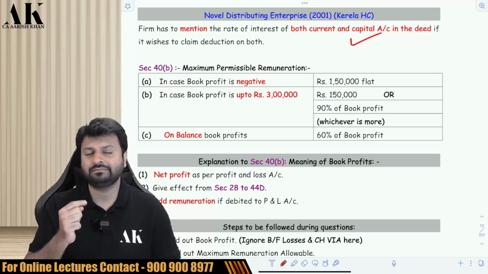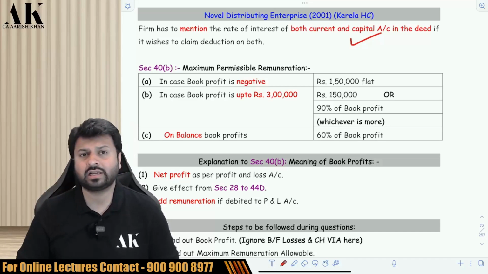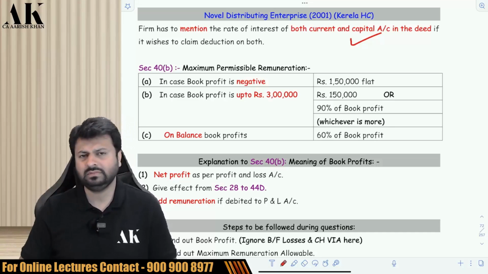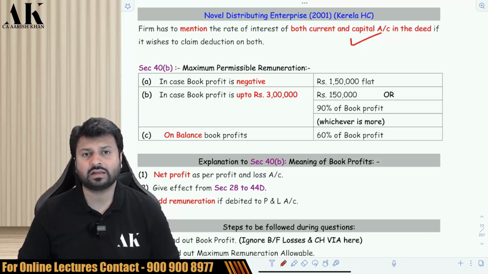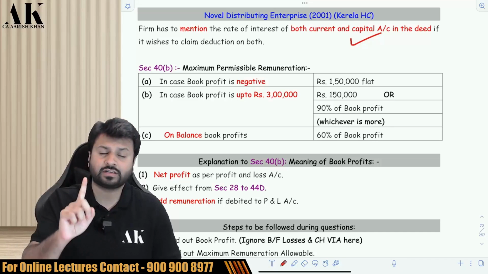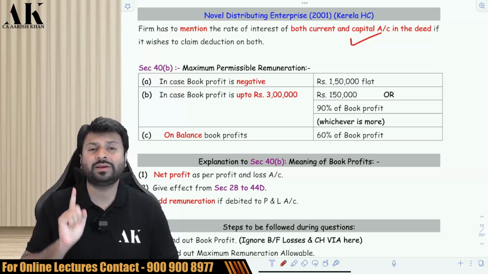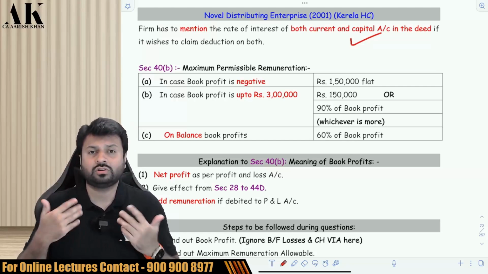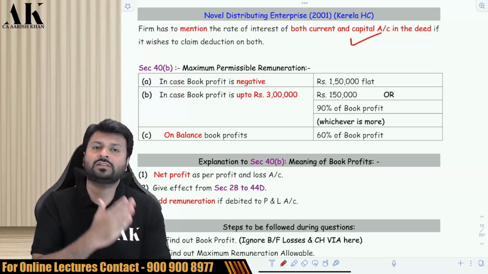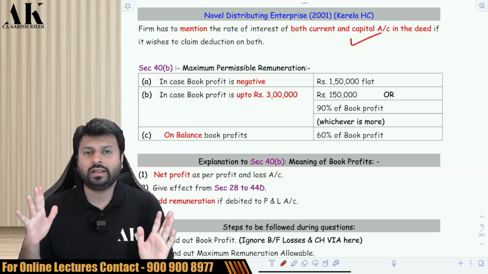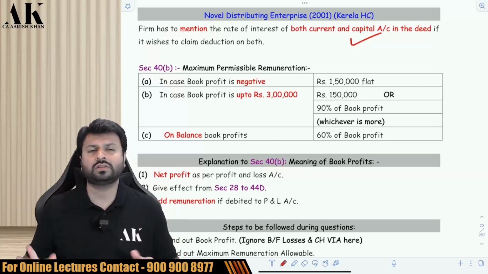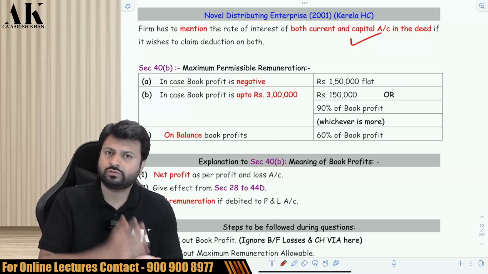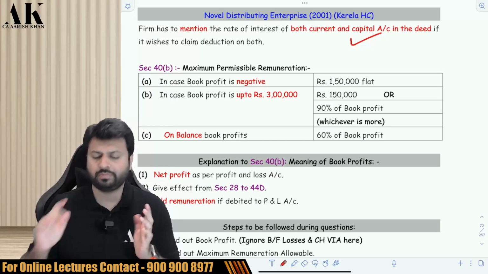Now at the same time, if I pay interest on current account also, will I get the deduction? No. The deed has to mention about both. Unless and until the deed is mentioning about current account also, you are not going to get the deduction of interest on current account, unless and until it is mentioned in the deed that the partners are eligible to get the interest on current account also. So just mentioning interest on capital account, you cannot take the deduction on interest on current account. Moral of the story is very simple. If you have written in the deed about capital and current both, then both will be allowed, or else both deductions will not be allowed to you.